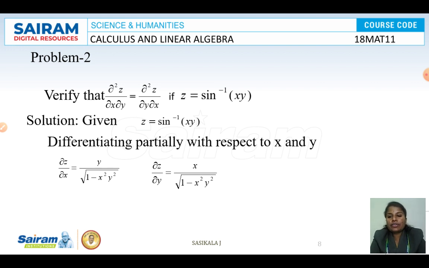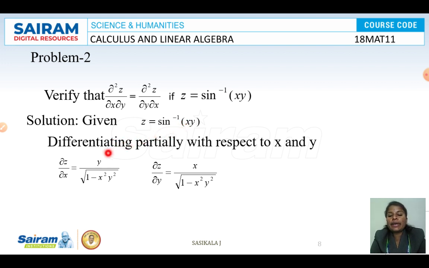It's a little different. So the question is asked to verify that dou squared z by dou x dou y is equal to dou z by dou y dou x when z is equal to sin inverse of xy. Okay, so now what is that? We need to find first dou z by dou y, later dou by dou x, and similarly dou z by dou x and dou by dou y. Okay, first thing, what is that? Z you write sin inverse of xy.